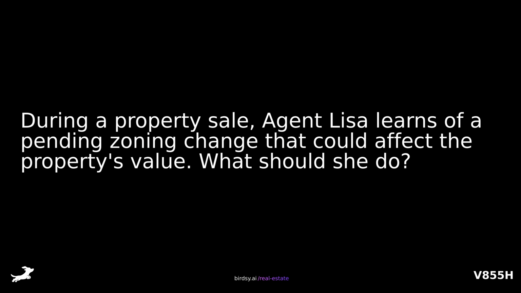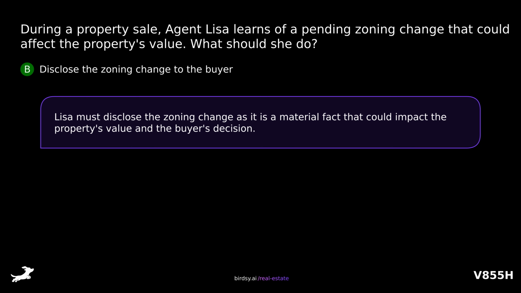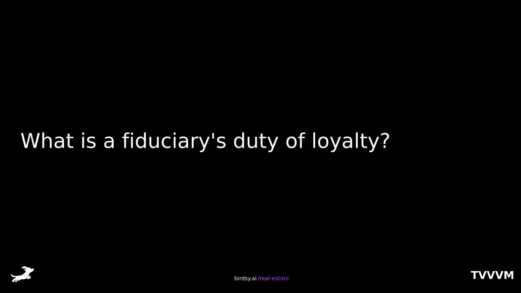During a property sale, Agent Lisa learns of a pending zoning change that could affect the property's value. What should she do? Is it A, keep the information confidential to protect the sale, B, disclose the zoning change to the buyer, C, inform only the seller about the zoning change, or D, wait until the sale is finalized to disclose? The answer is B, disclose the zoning change to the buyer. Lisa must disclose the zoning change as it is a material fact that could impact the property's value and the buyer's decision.